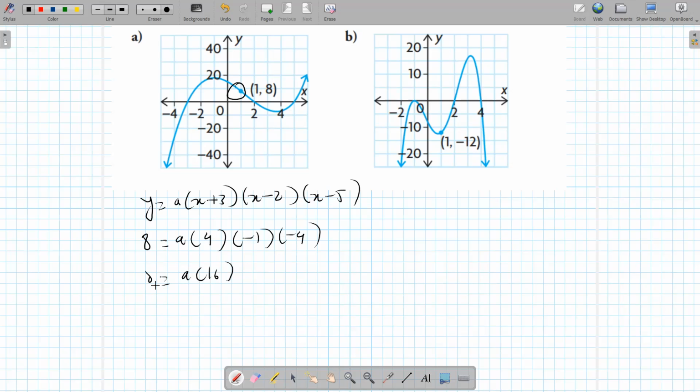8 equals a times 16. Divide both sides by 16. a is going to be 1/2, or 0.5. So therefore, the equation of the first one is 1/2 and all of this. Cool? Let's look at B.